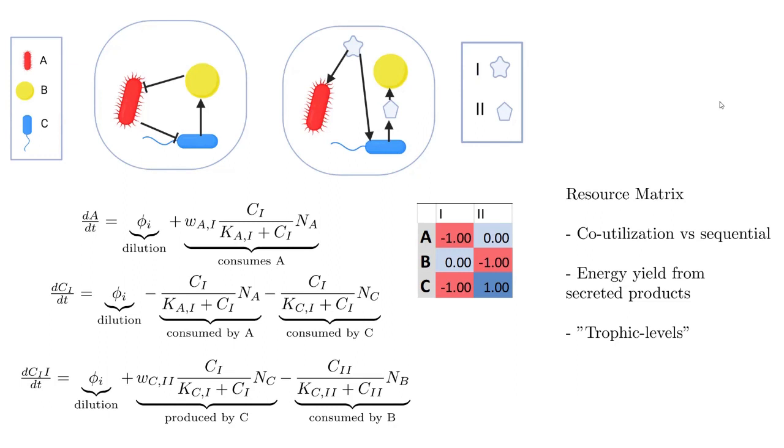And then you have this energy yield from the secreted product. So you don't want to get this energy loop, where a species produces a product that has more energy than the one it consumed. So you have to put a constraint on that as well. And you can also introduce something like trophic level. So you can say, well, some species consume favorably one resource and secrete a class of resource, while other species would prefer the secreted resources and so forth.